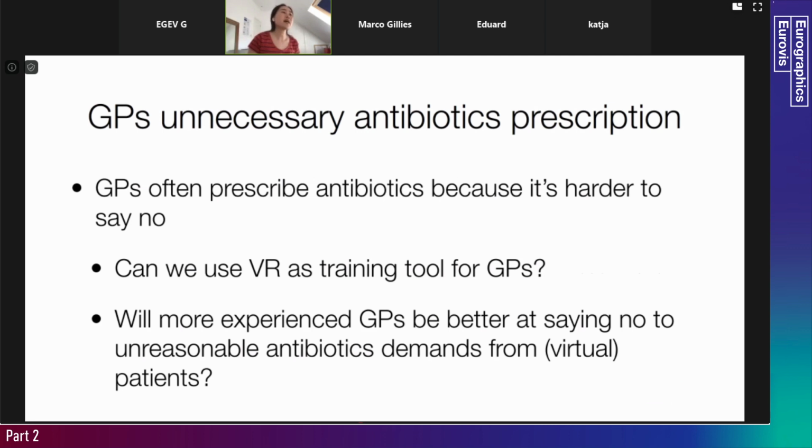So our hypothesis here is that we can use VR as a training tool for GPs to practice their communication skills. Not only to say, hey, you can't have antibiotics, but also to say it in a way that the patients would actually be happy with. We're also interested in whether more experienced GPs will be better at saying no to unreasonable antibiotics demands, because that is an assumption you have in real life: if you're more experienced, maybe you're better at saying no. But can we prove that VR will have the same result? If it does, then VR is a good simulation for the stress and the communication, and we can then look at using that for training.